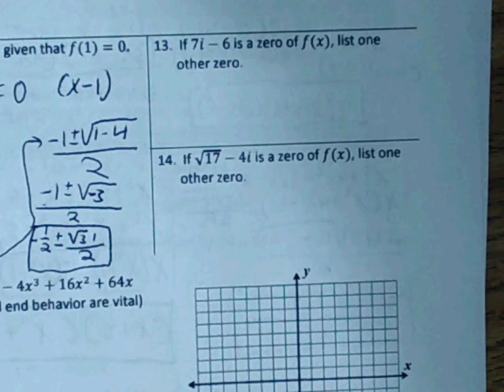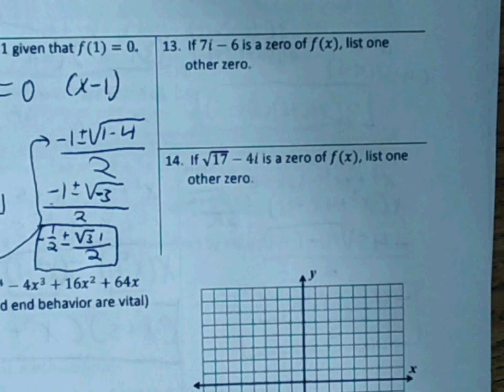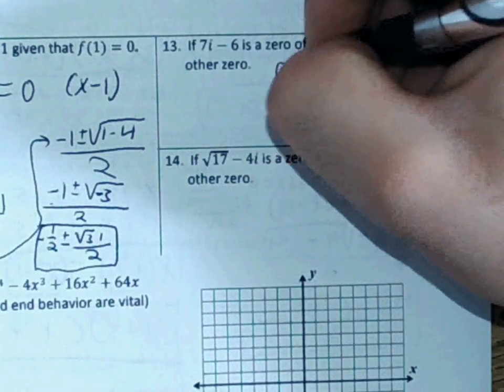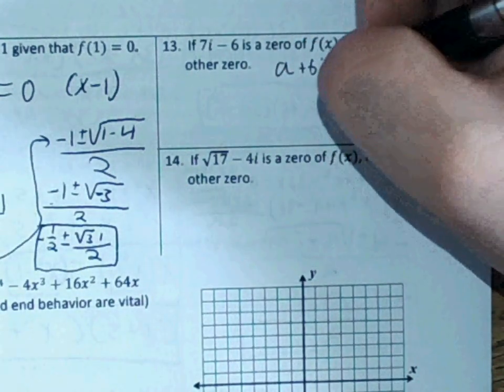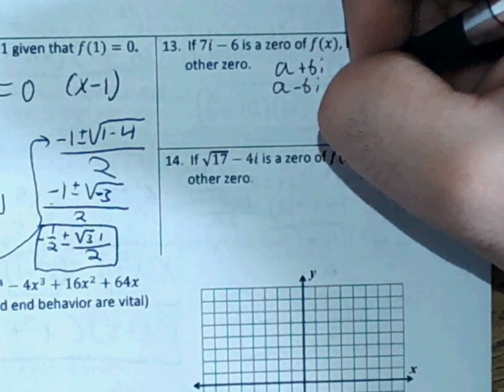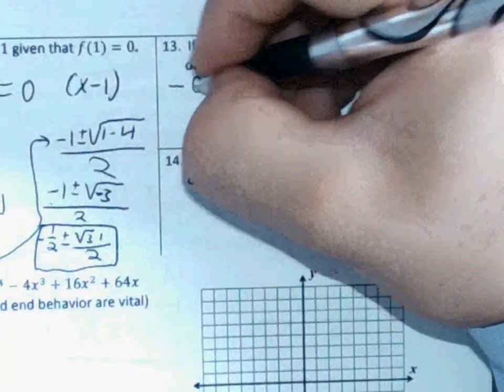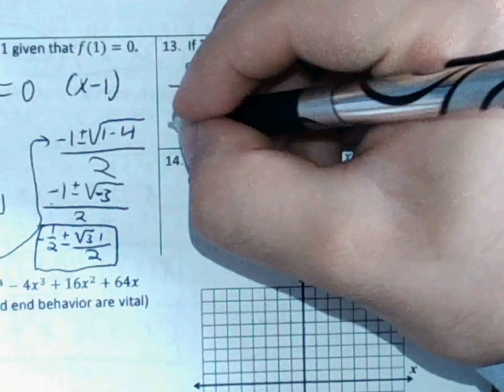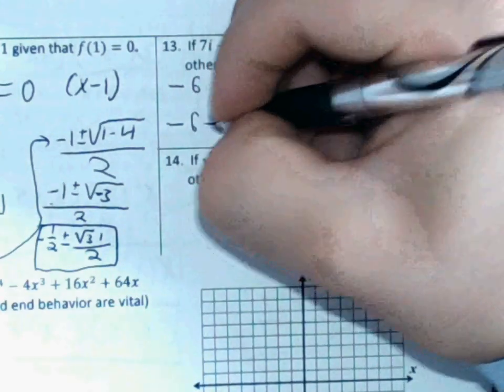If 7i minus 6 is 0, list one other 0. So remember, if a plus bi is a 0, then the other 0 would be a minus bi. So if negative 6 plus 7i is a 0, the other 0 would be negative 6 minus 7i.